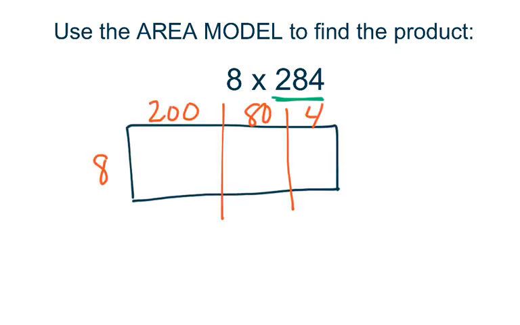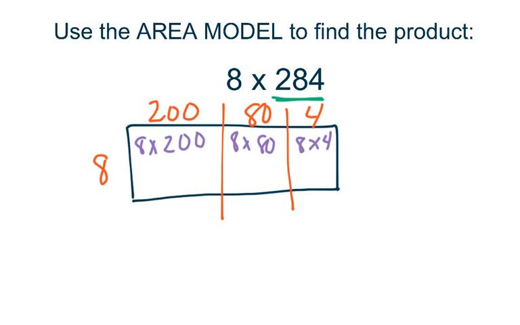Your rectangle should have looked like this. When we're multiplying for this first rectangle, we would have 8 times 200. The second rectangle would be 8 times 80. And the third rectangle would be 8 times 4.